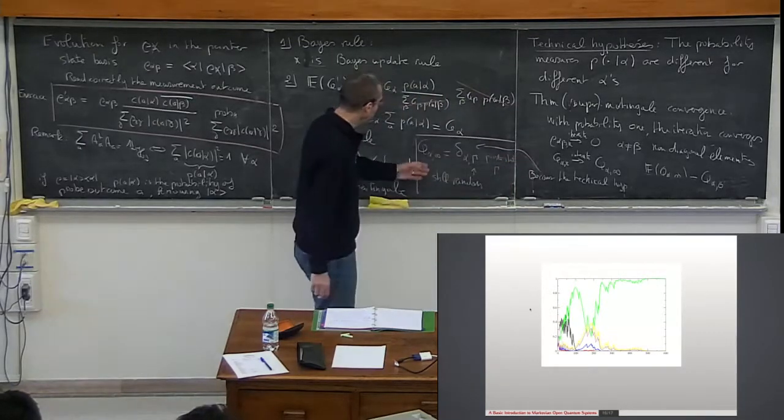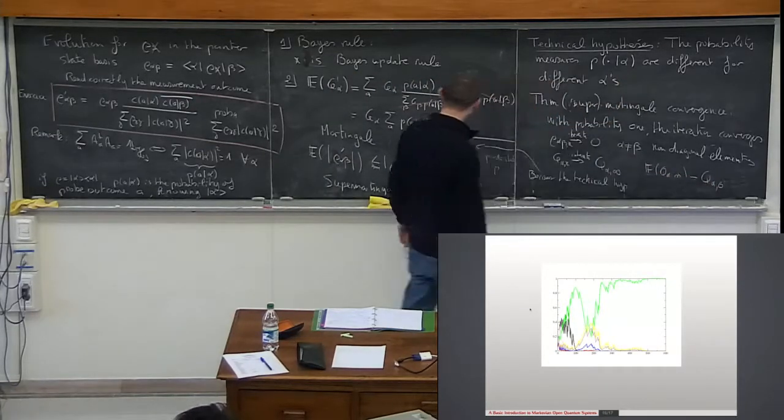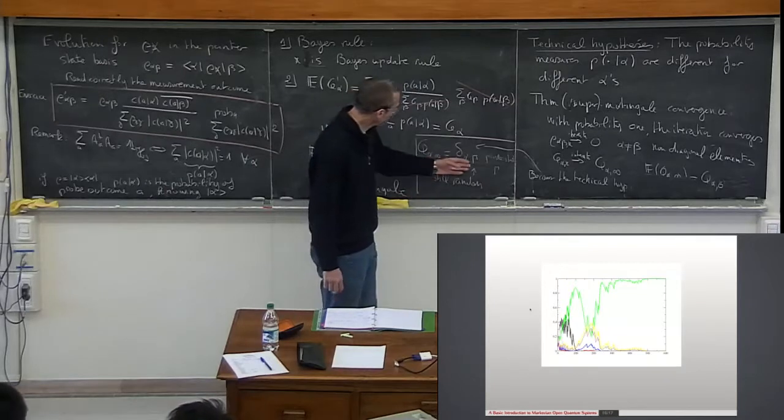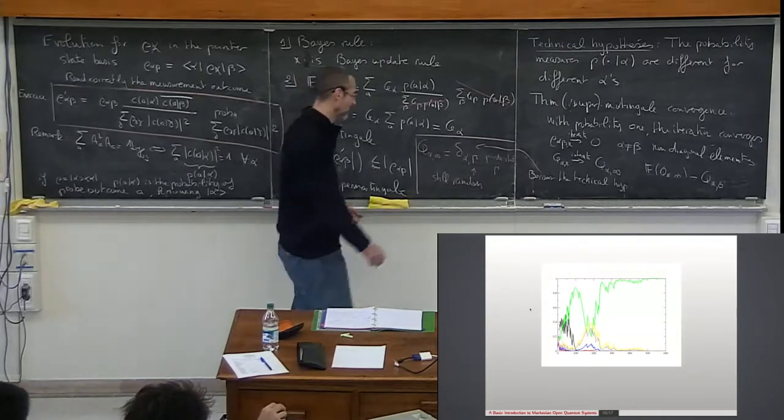Okay. And if you put together this and that, this is exactly telling you that at infinity, you end up in pointer state gamma with a probability which is equal to q of gamma 0.